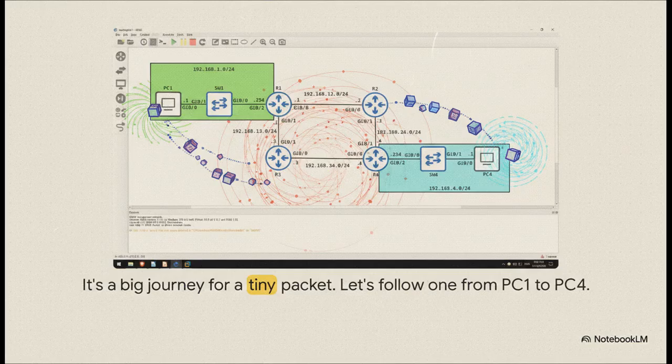Well, let's meet the hero of our story. One single data packet. Its mission, should it choose to accept it, is to travel from this computer, PC1, all the way across this network to its destination, PC4. This diagram here, this is our map, and we are going to follow our packet every step of the way.